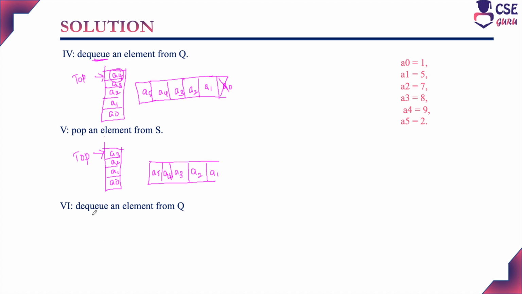Next, sixth operation, dequeue an element from Q. If you are dequeuing, the element which is placed first will be deleted first. So the recently placed element, A1, will be deleted now. The status of the stack is the same, and A3 points to the top element of the stack. Only in Q are we implementing the operation. We are dequeuing an element from Q. A1 will be dequeued, so the remaining elements are A5, A4, A3, A2. So this is the status of Q at the end of the sixth operation.